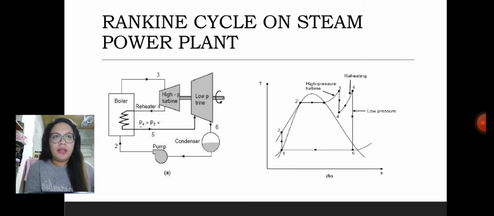The schematic and T-S diagram of the ideal reheat Rankine cycle in the steam power plant. The ideal reheat Rankine cycle differs from the simple ideal Rankine cycle in that the expansion process takes place in two stages. In the first stage, the high-pressure turbine, the steam is expanded isentropically to an intermediate pressure and sent back to the boiler where it is reheated at constant pressure, usually to the inlet temperature of the first turbine stage. Steam then expands isentropically in the second stage, the low pressure turbine, to the condenser pressure.